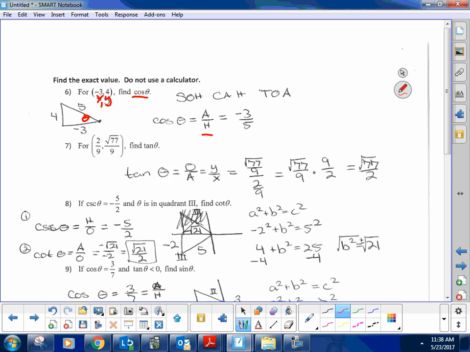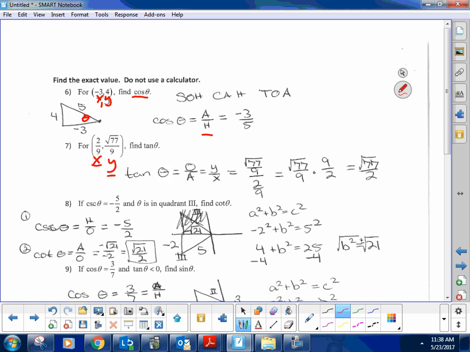Now, when it comes to tangent, tangent is opposite over adjacent, which is the same thing as y over x. This is x and this is y. So this is the reason why you see square root of 77 over 9, which is the y value, and you also see 2 over 9, which is the x value.